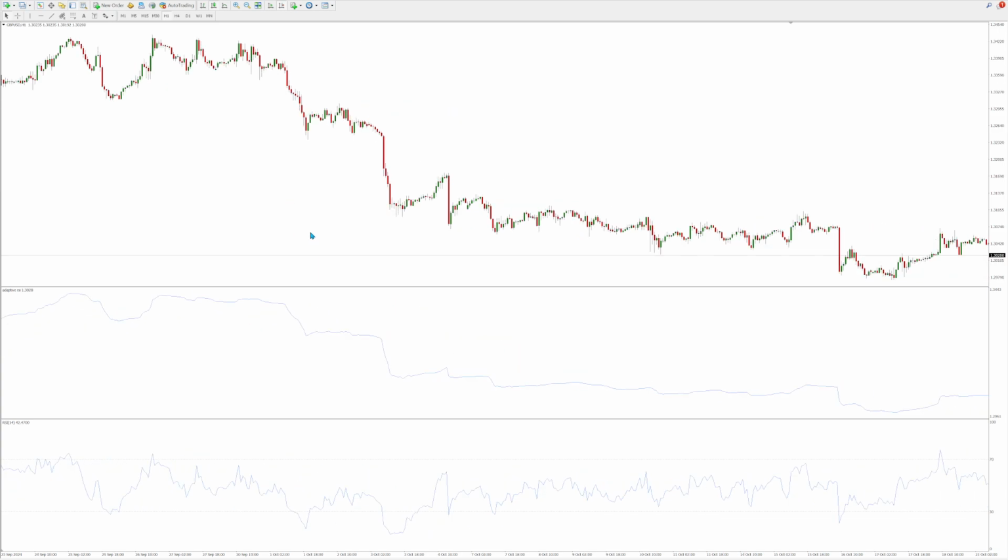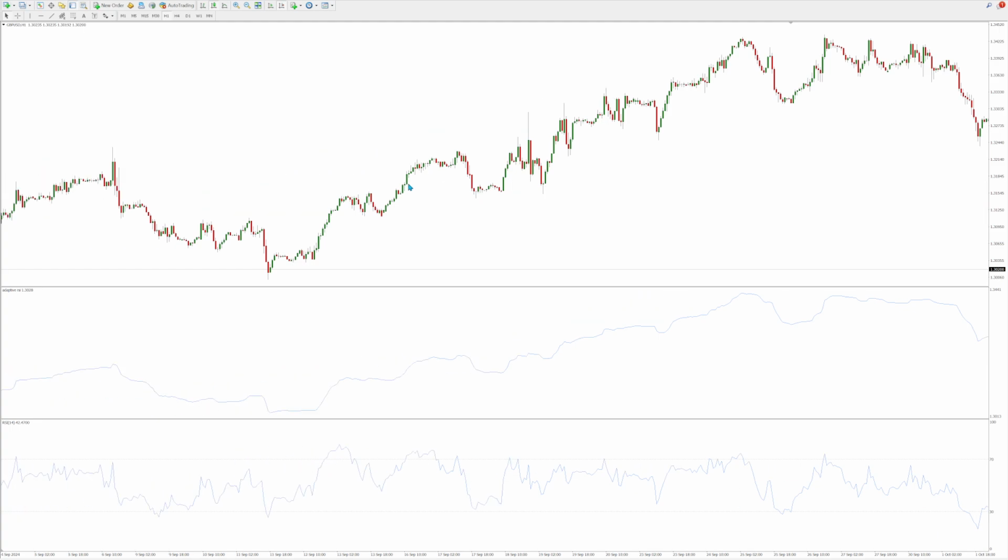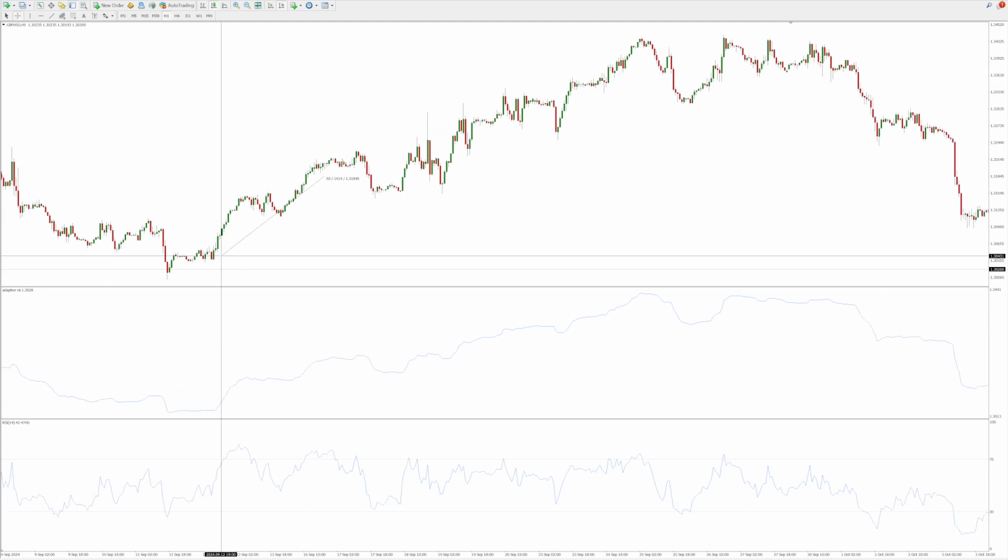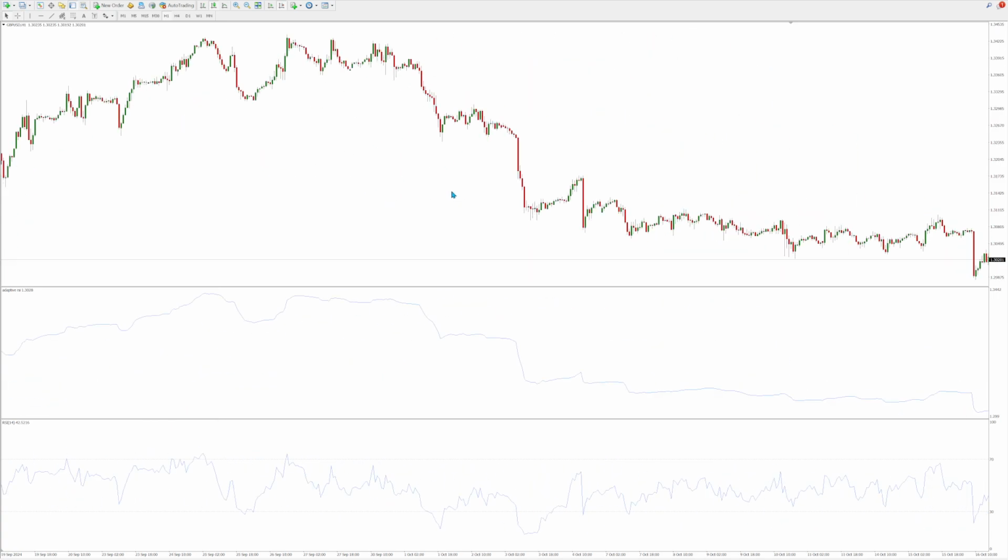This is a powerful indicator that can help you to capture moves like this one for over 300 pips, and this one for around 400 pips.